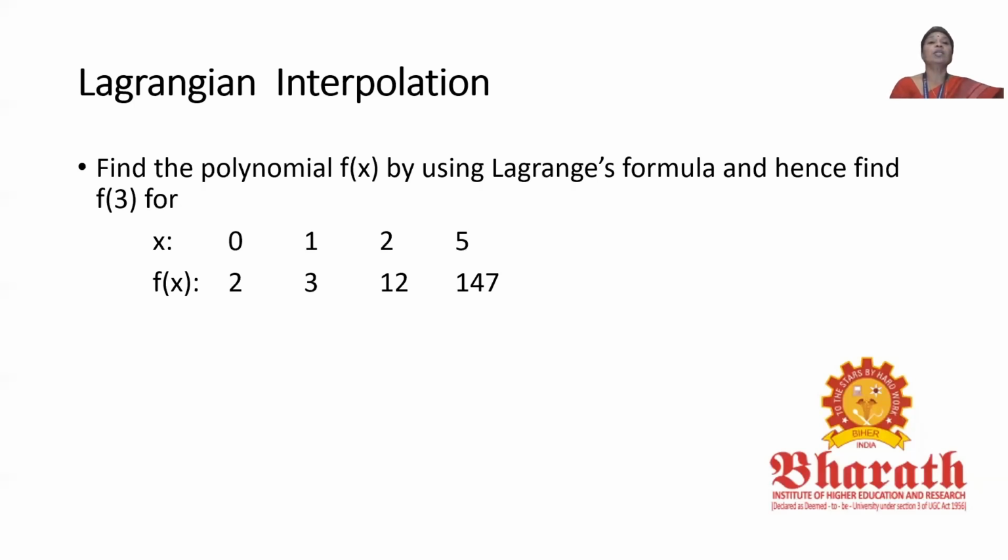Lagrangian interpolation. Find the polynomial f of x by using Lagrange's formula and hence find f of 3 for the data. The values of x are 0, 1, 2 and 5, and the values of f of x are 2, 3, 12 and 147.